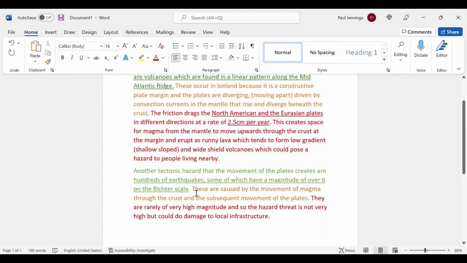I explain it. These are caused by the movement of magma through the crust and the subsequent movement of the plates. Little bit more information. They are rarely of very high magnitude, and so the hazard threat is not very high, but could do damage to local infrastructure. So once again, I'm applying my own knowledge and understanding to make the most of figure 2.